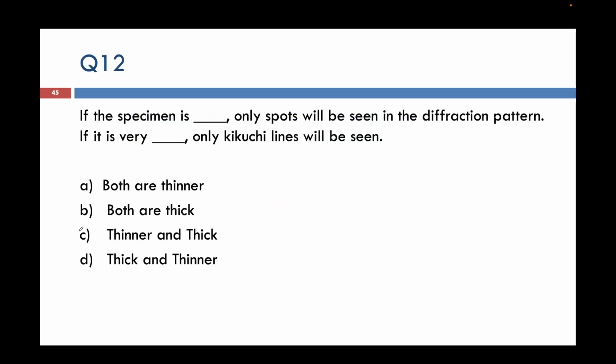Okay, can anyone answer? If the specimen is dash, only spots will be seen in the diffraction pattern. If it is dash, then only Kikuchi lines will be seen. I'll answer. If the specimen is thin, then the spots will be seen in the diffraction pattern, because it will be diffracting. We can see the Kikuchi lines when our specimen is a little bit thicker. So C is the answer.